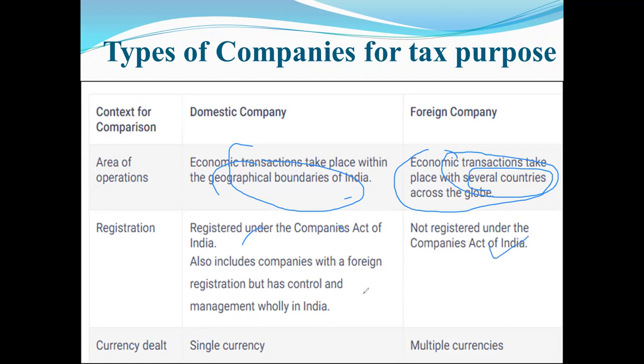Similarly, a domestic company deals in a single currency. A foreign company will deal in multiple currencies. If it is operating in the US, it operates in US dollars. If it is in Japan, Japanese yen. In the European countries, it is euro.